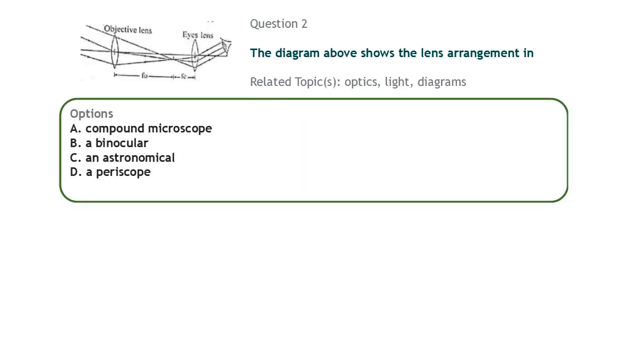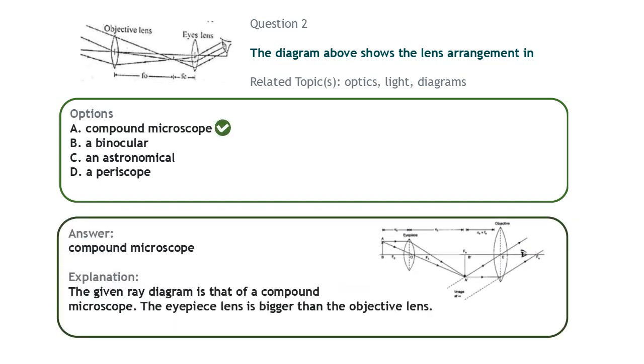Next, on optics, the diagram above shows the lens arrangement in. What we have here is the ray diagram for the compound microscope. The arrangement here is that of the lens arrangement in a compound microscope.